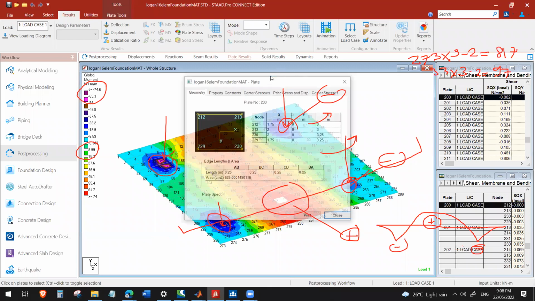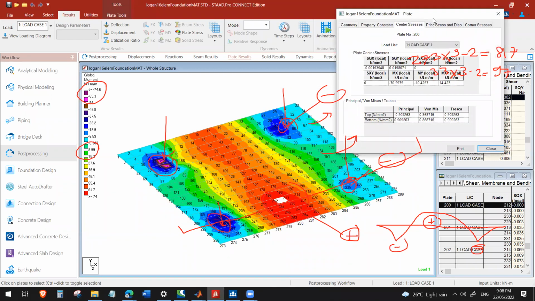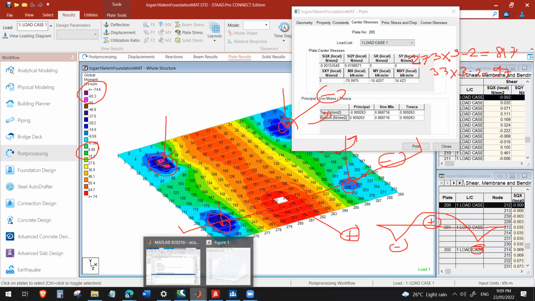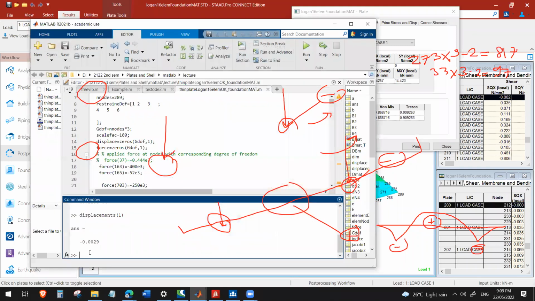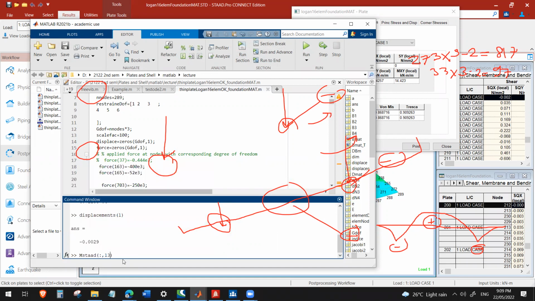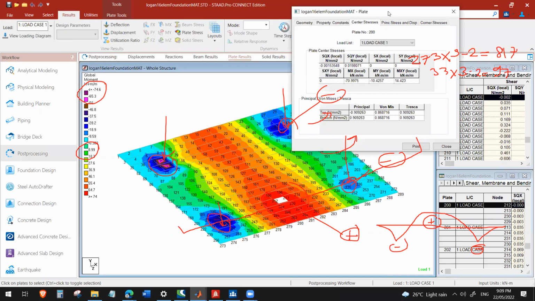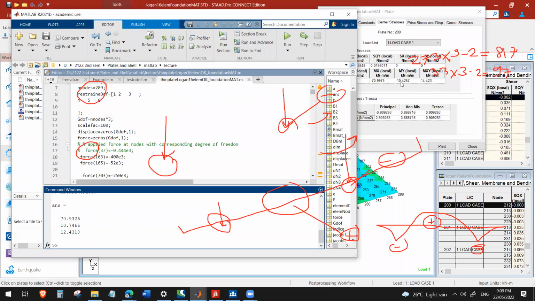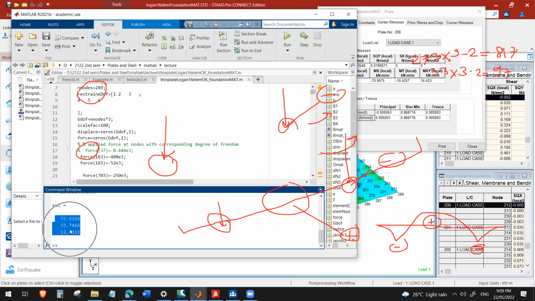For example, this is plate 200. Let's check the moment we got using Matlab. Moment of plate 200. So in STAAD, we're getting 70 and 10. Okay, Mx 71 kilonewton meter per meter, for My 10. So which is the same with our code.